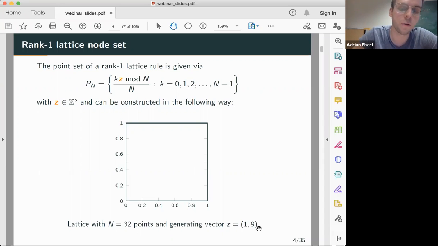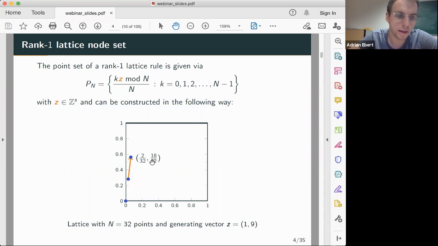So the first point corresponding to k equals 0 is simply the point (0, 0) according to this definition. The next point would then be the point z over n. So it's 1 over 32, 9 over 32. And then for k equal 2, we get this point, and so on. And basically, we add this orange vector here to the previous point to obtain the next point.